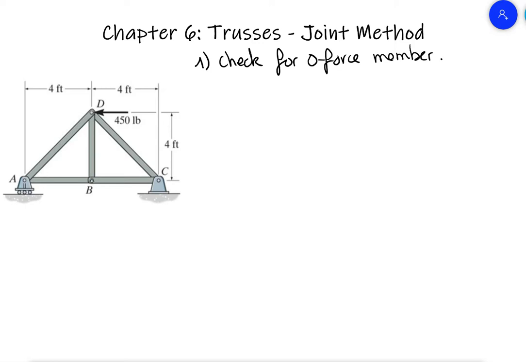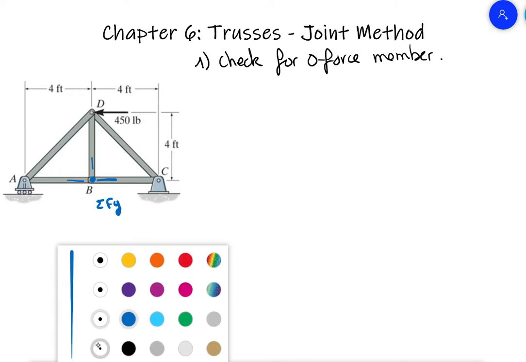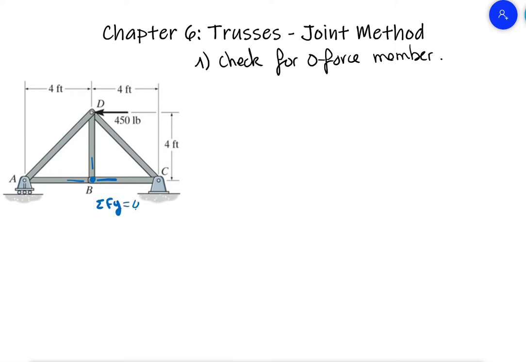Look at this joint B. At the joint B, what do we have? We have two collinear members and a third one that is not collinear to those two, and we have no load applied. So if we do the sum of the forces on Y at the point B, it's equal to 0, we necessarily have this one equal to 0. So BD is a zero force member.